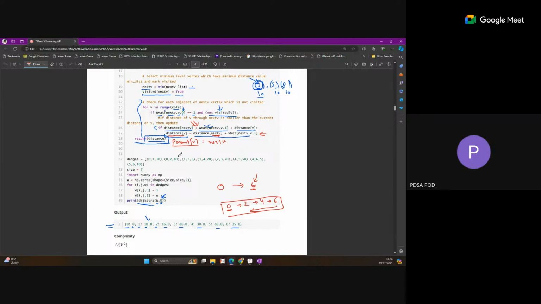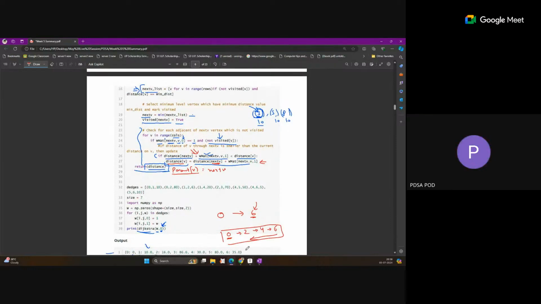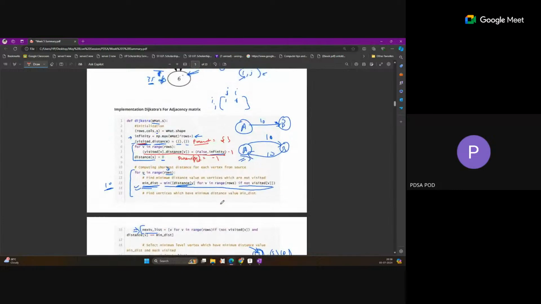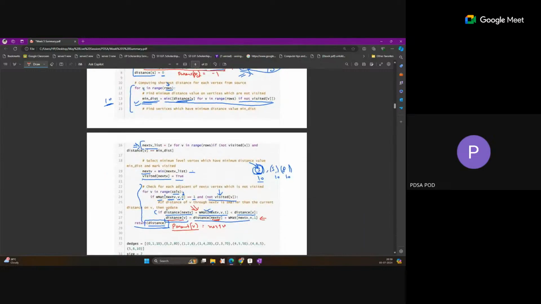Okay. So in what order are we visiting the vertices in the Dijkstra algorithm? Oh, you meant this output, the order of vertices we are visiting, right? No, no. We are also maintaining one dictionary now, visited. Each time when we select the minimum distant vertex, at that time we are marking this vertex as true. You can see visited[next] equals true.